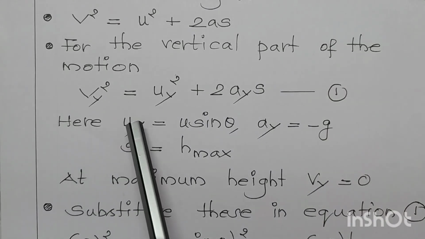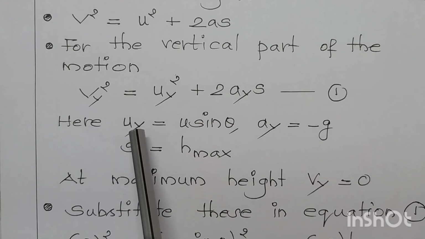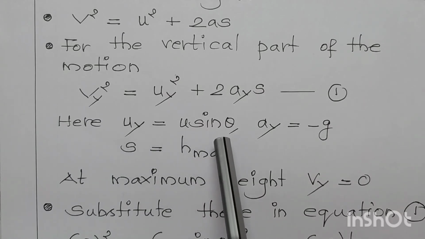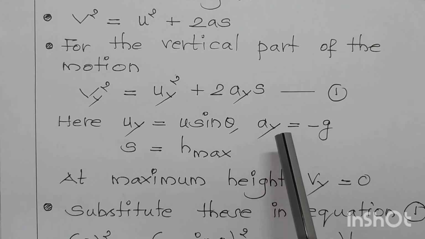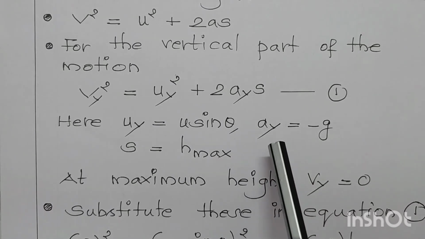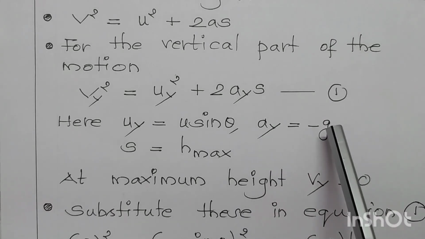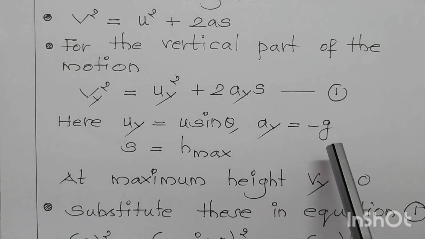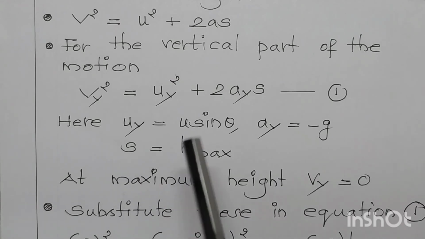And here this u y stands for what? U is the initial velocity, the initial velocity in the vertical part. That is, the vertical component is equal to u sin theta. And here a is nothing but the acceleration in the y-axis. Here the projectile is thrown upwards against gravity, so a is taken as minus g, and s is displacement. What is the displacement attained here? Maximum height. So h max is written.